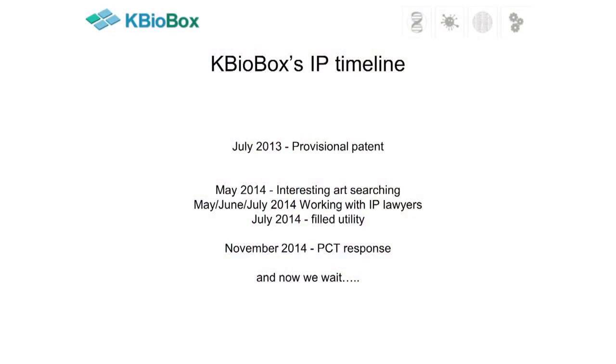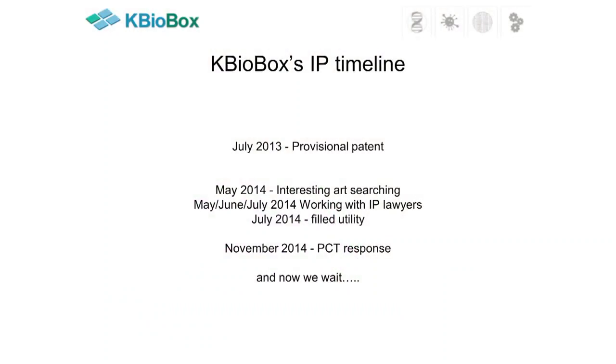May 2014, we started prior art searching. As I've been educated, you should not call it prior art searching, especially in an email, because if you say that you found prior art, even in a simple email to your lawyer, that can be used against you if you ever have to defend your IP. May, June, July, we worked with the IP lawyers. July 2014, we filed the full utility patent, and now we're at the point of hurry up and wait.